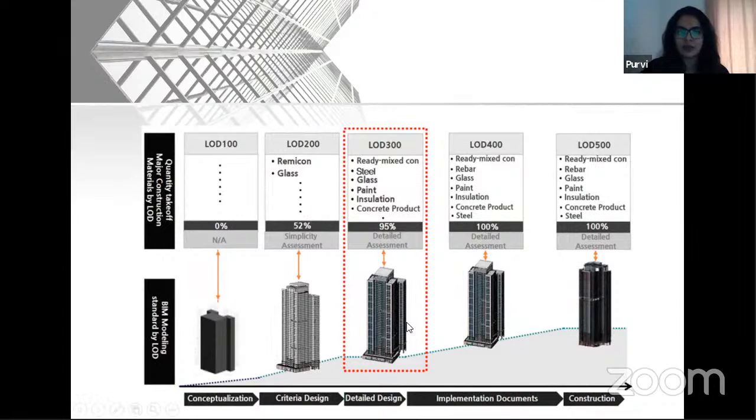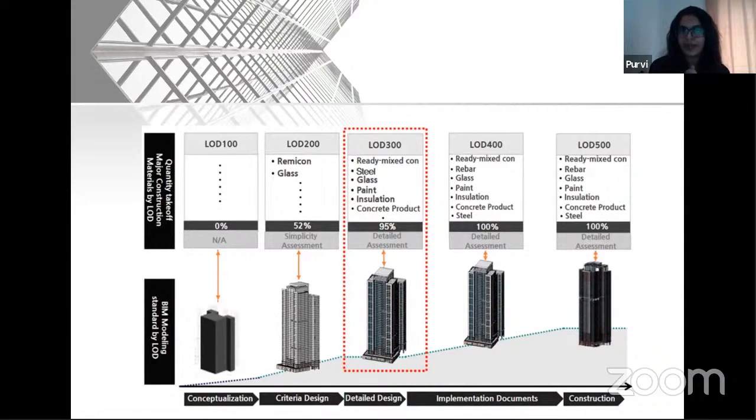Next comes LOD 200, where you have the criteria design. LOD 200 has a little more information than what you had in LOD 100. As we proceed further, the more LOD, the more level of detailing, the more details and the more information your model is going to have.